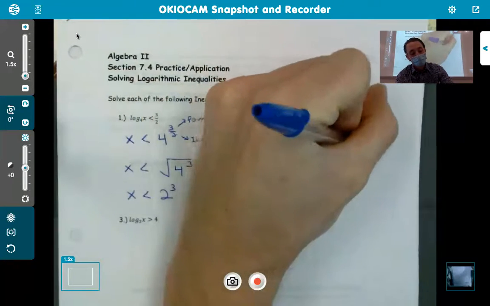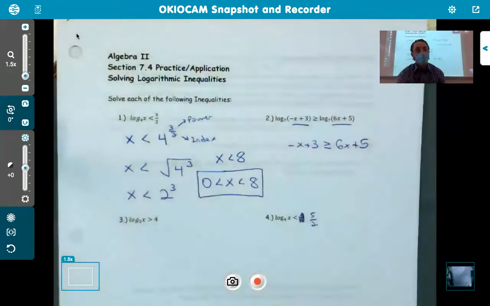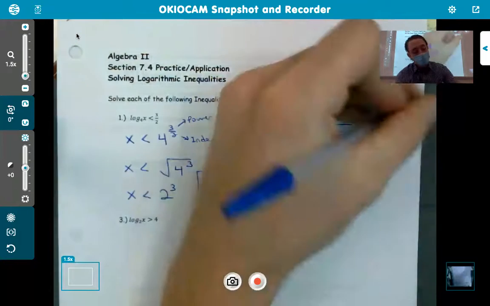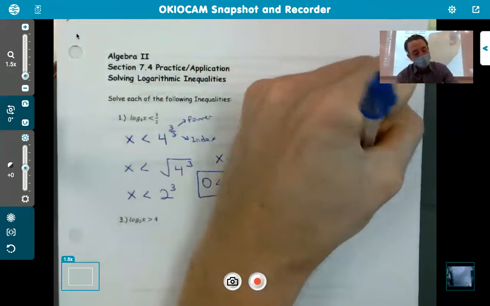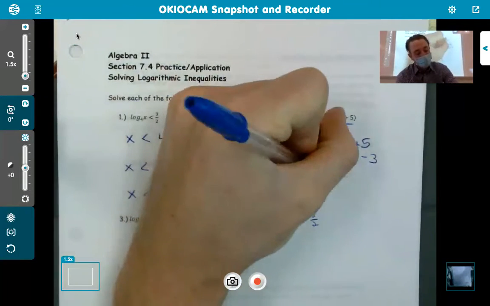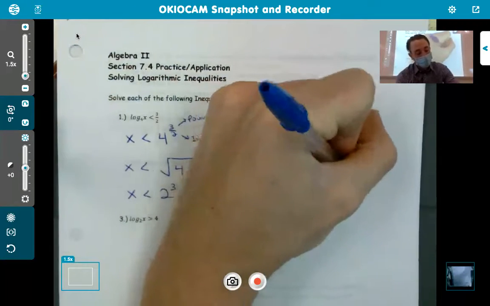It's greater than or equal to 6x plus 5. Good. So now I need to get my variables to one side, constant terms to the other. So I'll subtract 6x and subtract 3. So I have negative 7x is greater than or equal to 2.